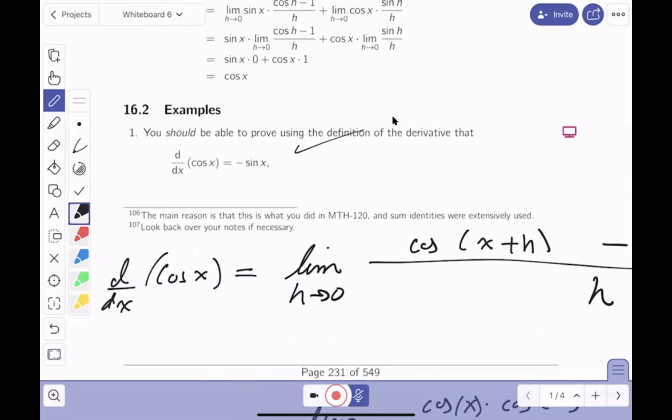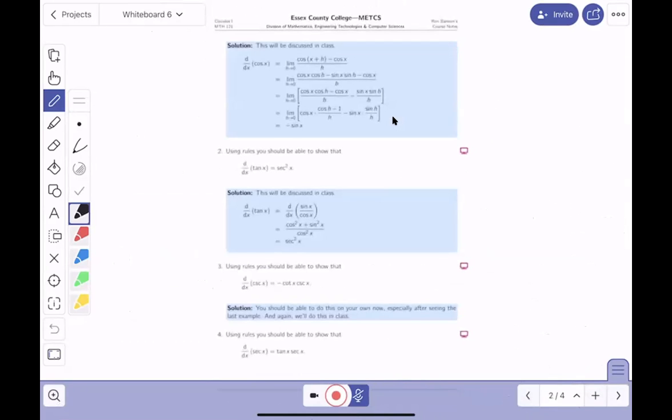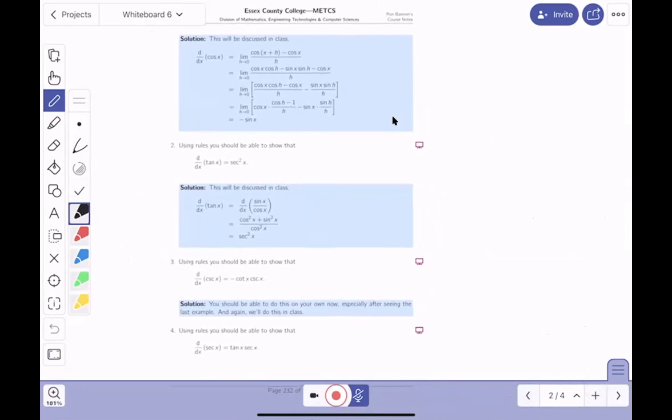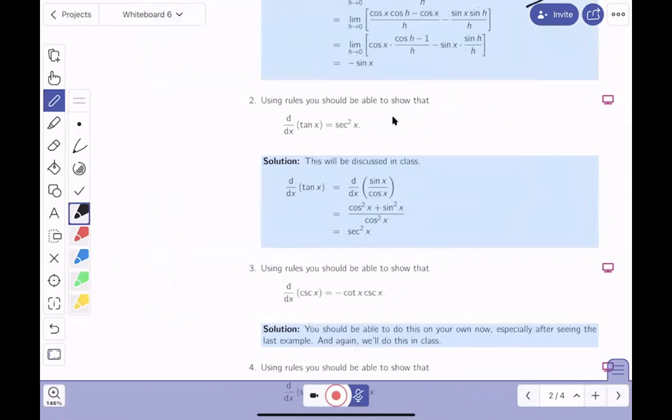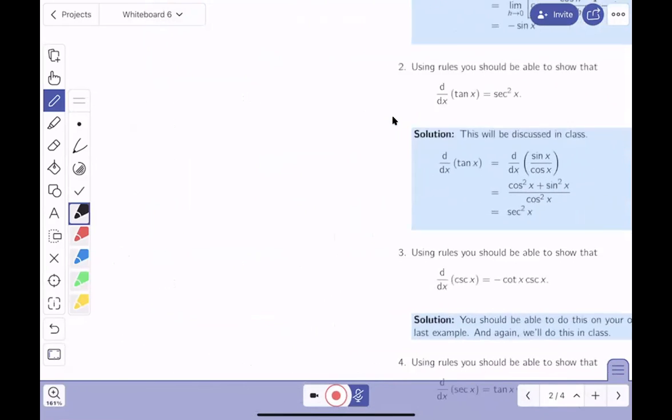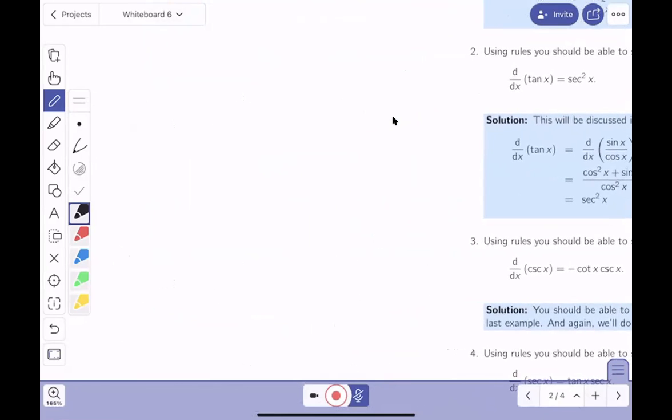Let's go to number 2. By the way, the work is down there for you. Number 2 says that using rules, you should be able to show this. Let me talk about what the rules are. They're not asking for the definition, by the way. They're saying the rules. So let's write down what they're saying we should be able to do. We should be able to take the derivative of tangent x with respect to x, and using rules, show it's equal to secant squared x.